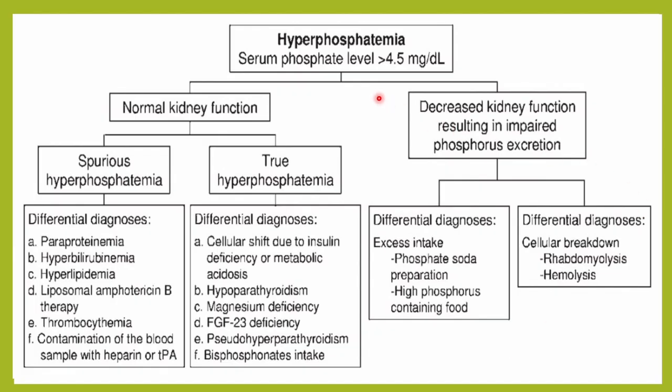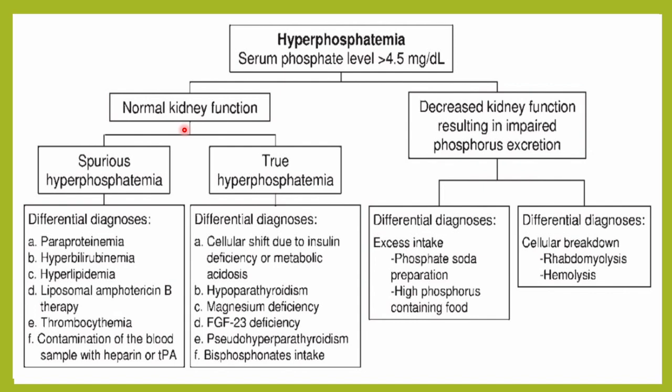So whenever there is hyperphosphatemia, that is, the level of serum phosphorus going more than 4.5 milligram per deciliter, you will have to assess the kidney function. How is the kidney function? Is it normal or is it decreased? Suppose you have a patient whose serum phosphate is more than 4.5 milligram per deciliter and his kidney function is normal. Then it could be a case of spurious hyperphosphatemia.